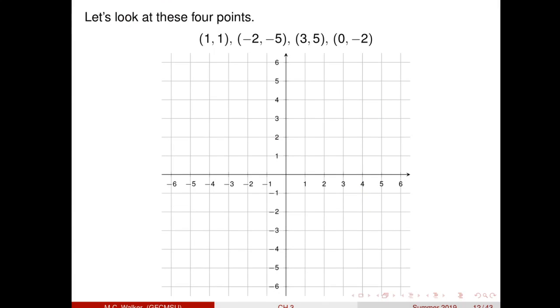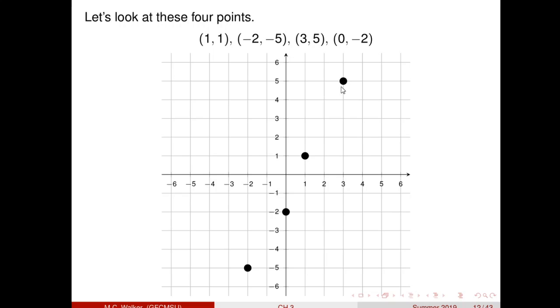Here's 4 points that we can look at. (1, 1) right here. (-2, -5) is down here. (3, 5) is here. And then (0, -2) is right here. Let's look at those plotted. So this would be (3, 5). This would be (-2, -5). X then Y is always the order.